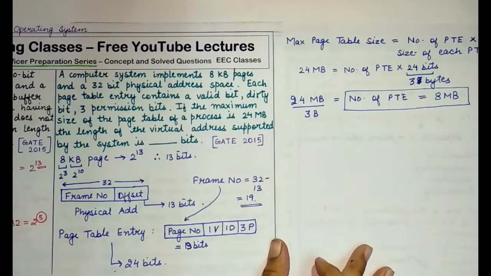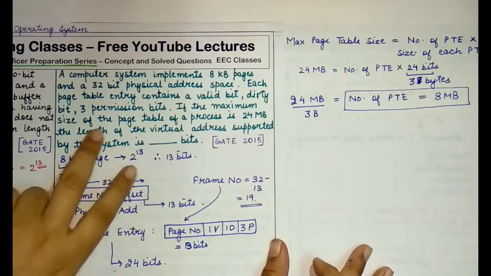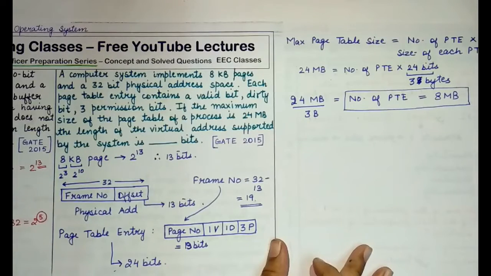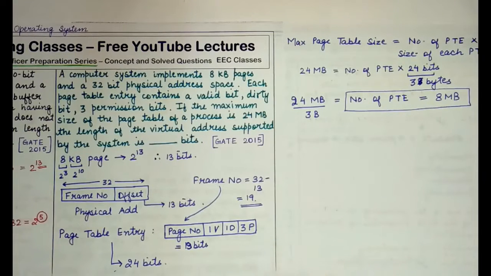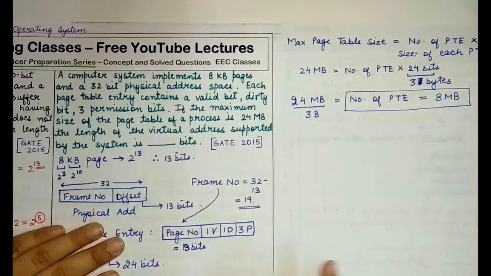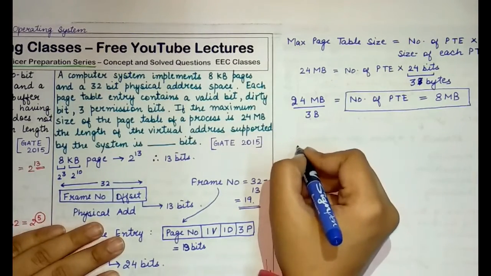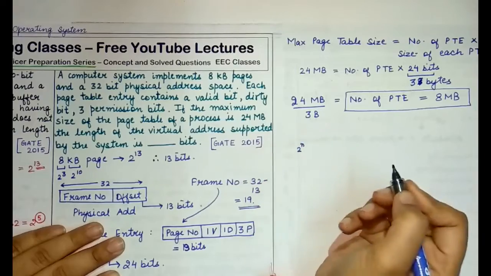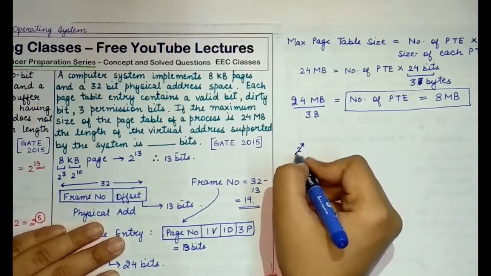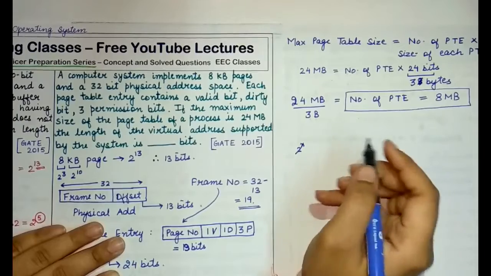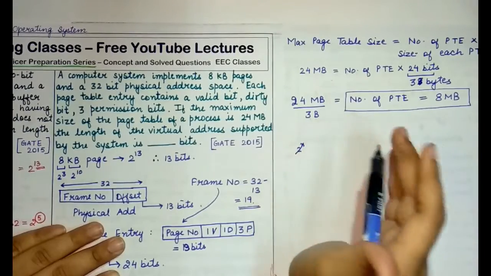Since the total number of virtual addresses, that is what we have to calculate. The length of the virtual address supported by the system is dash bits. So we have to calculate the length of the virtual addresses supported. To find that, if we find out the total number of virtual addresses, we'll be able to tell the number of bits required to represent them. Because if there are a total of 2 raised to power n addresses, then n bits would be required to represent them. So what is the formula or the relation between page table entries and virtual addresses?